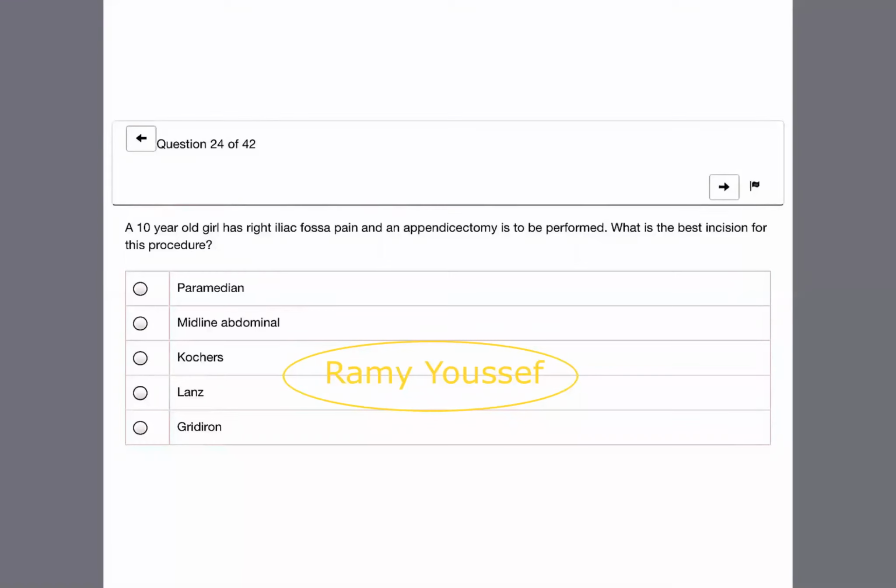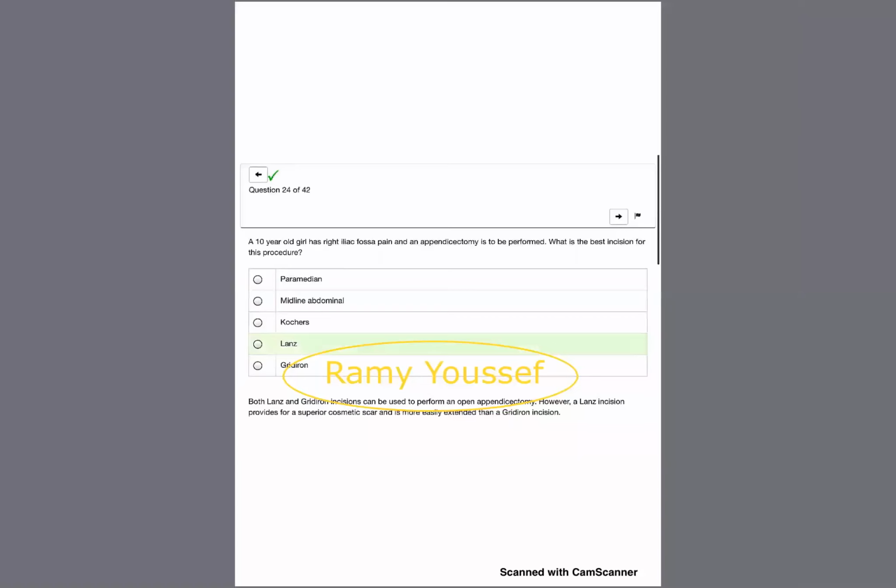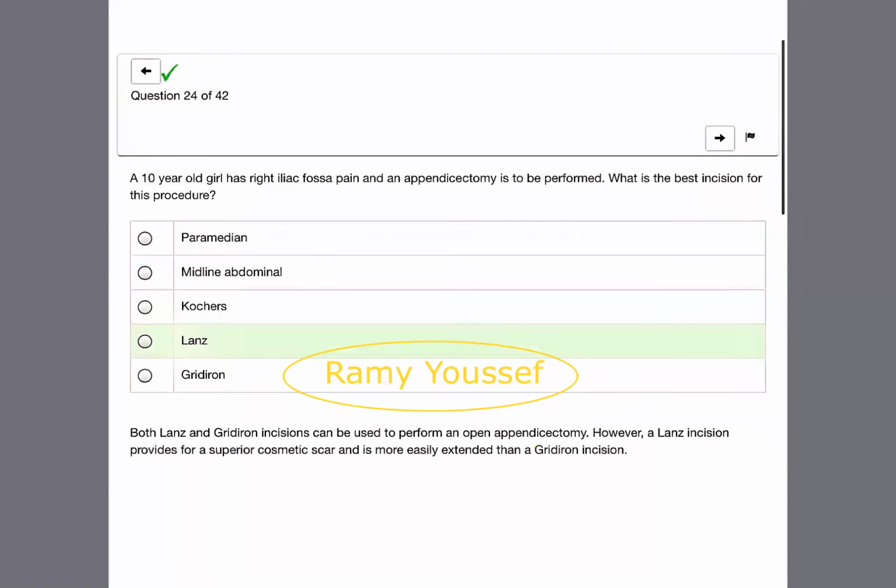Exactly. So for a young patient or child with appendicitis, we have two options, grid iron or Lanz, but what is the best incision? He is asking for the best incision, and it is Lanz. Paramedian, no. Midline, no. Kocher incision is for cholecystectomy. So Lanz incision is the best cosmetic incision for a young girl.